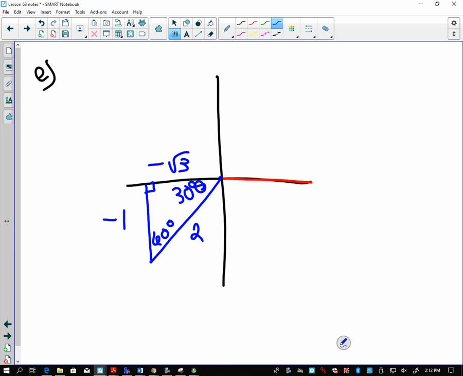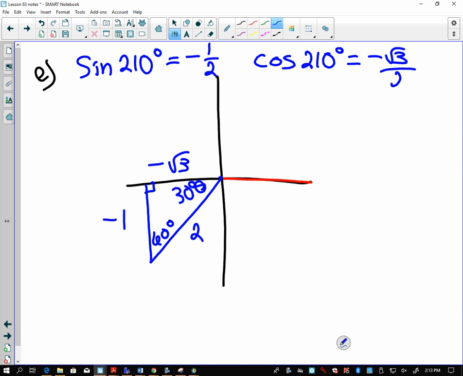Okay? So we want to find the sine, cosine, and tangent of this. So we can say the sine of 210 degrees. Well, let's look at it. What is opposite? Negative 1, right? Over hypotenuse, 2. So sine of 210 is negative 1/2. Does that make sense? Okay. Cosine of 210. Well, that is adjacent, negative radical 3, over hypotenuse 2. So that's negative radical 3 over 2. You with me so far?